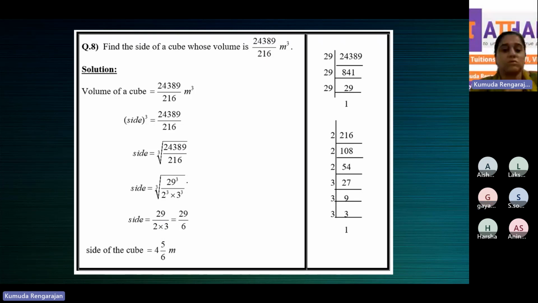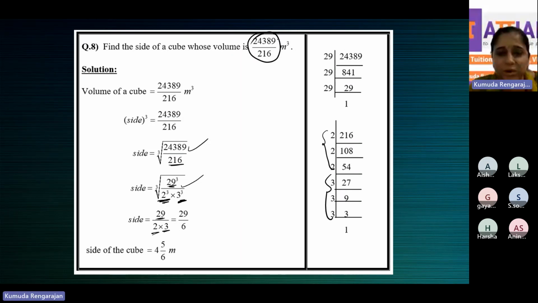Listen to me. So the numerator is 29 cubed, and the denominator is 2 cubed into 3 cubed. Now from 3 29s, one 29 comes out. From 3 2s, one 2 comes out. From 3 3s, one 3 comes out. That's 29 by 6. You can leave it like this because in the question also it was an improper fraction. So you can also leave it as 29 by 6. This is not wrong. You can also convert it to a mixed fraction. Is that fine?